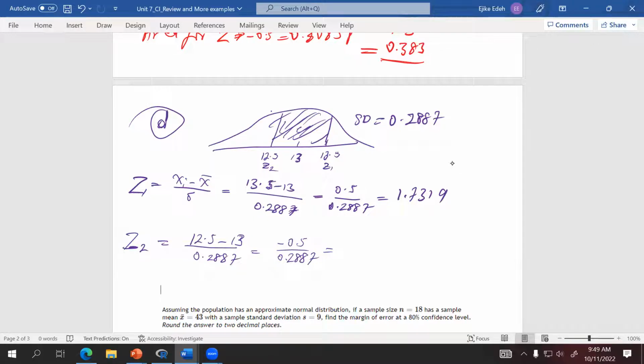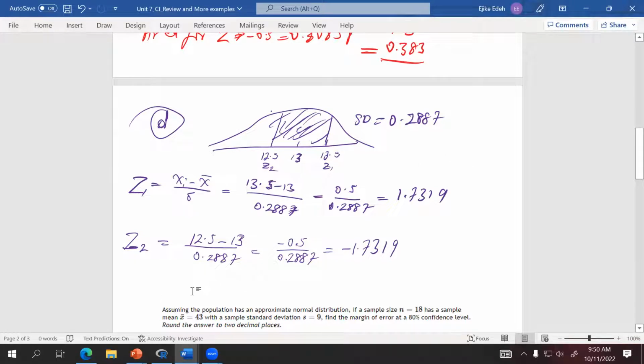Of course, with this one too, negative 1.73. 193, right? Negative 1.73. Okay, if you take it to 4 digits, would you also have 19? Yes. Okay, so let's use that. Anyway, we can't even do that because of the table. So this is the Z value for these two.